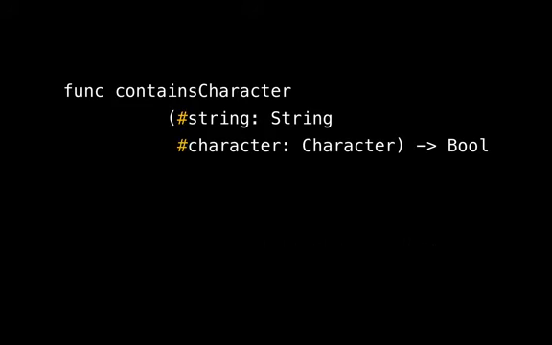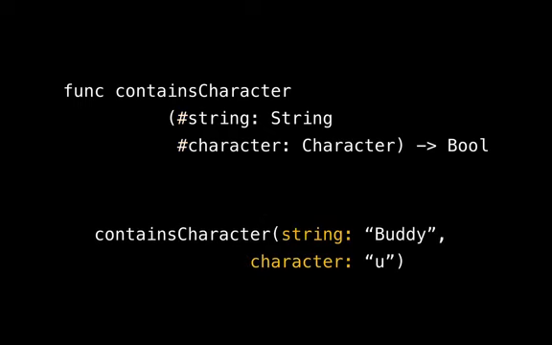If you tack a little hash mark in front of it, this is not a social media construct. You don't get to find out what's trending in your code. Although that might be an interesting question, right? How often do you use hashtag character in your code? This allows you to use a named parameter at the call site and be specific about what it is. This produces a call site that looks like this: contains character, string, character.